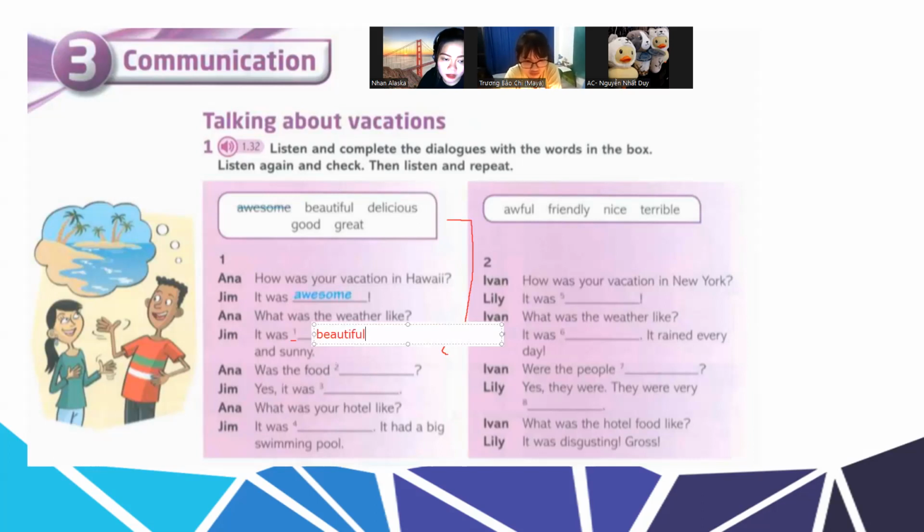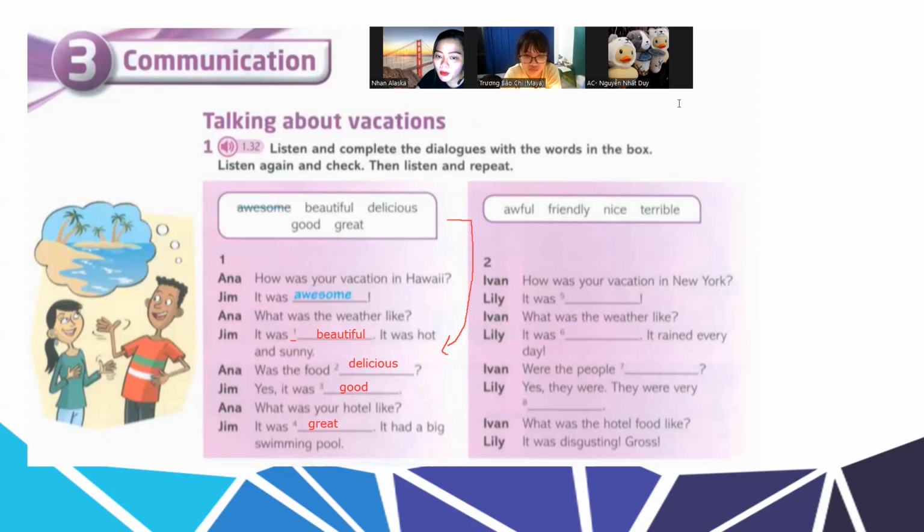How about number two? It was delicious. Yes, it was great. Good? No, great. Actually, you could use the word great for the food as well, and you can use them interchangeably, meaning in both situations you can use them both.